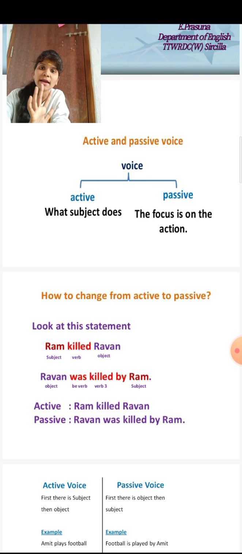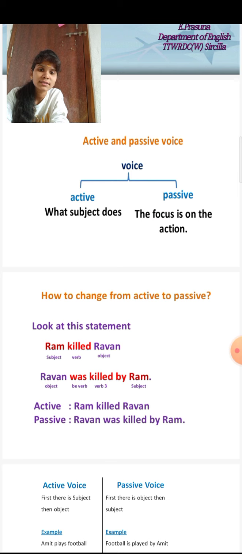So what are the 5 steps I have explained to you? The first one is subject will become object. By seeing the active voice sentence, here the subject is Ram and the object is Ravan. When we are converting to passive voice now, subject will become object and object will become subject.